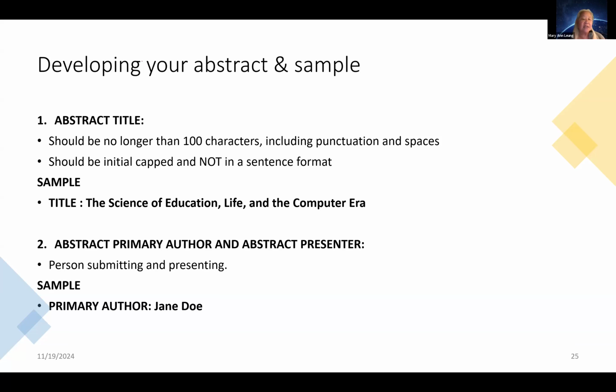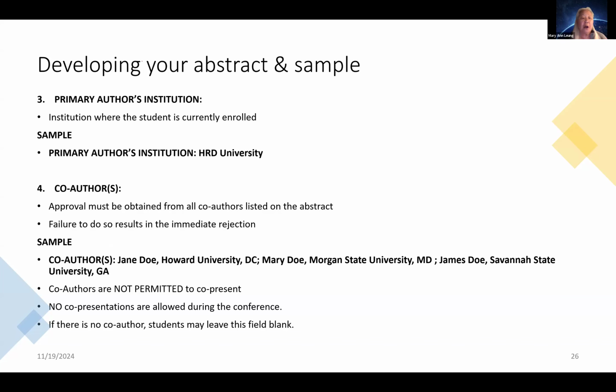So for example, the science of education, life, and the computer era. That's a really nice, kind of catchy title that gives you an idea of what this particular abstract is going to be describing. Of course, you want to put in the primary author, who will also be the abstract presenter. So there's an example. Then the author's institution, the school you're currently enrolled in, and then any co-authors. So any other people who worked with you on the program, and typically also definitely includes your faculty advisor.